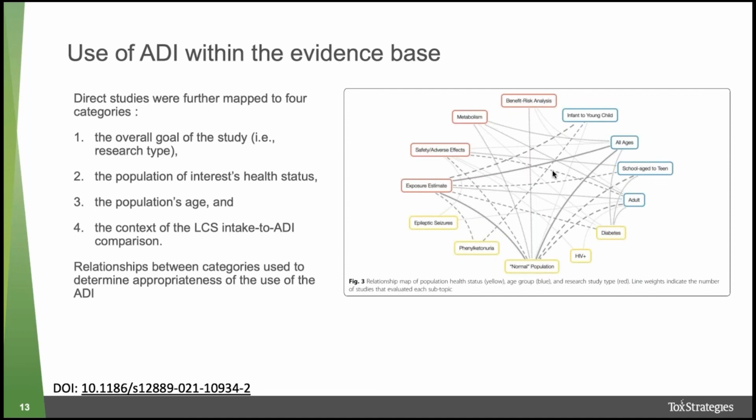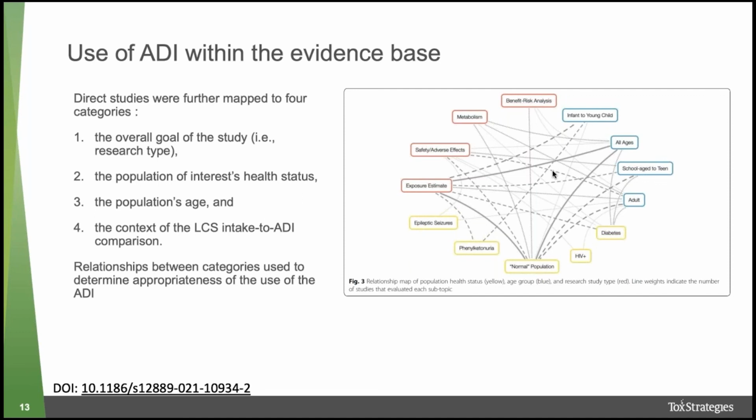So the relationship map on the right side helps to join those. The yellow boxes at the bottom of the figure show the health status. The age groups are shown in blue, and then the research study type in red. Then the lines indicate the weights of the number of studies looking at the concatenation of those topics. So the darker the line, the more the frequency of those types of relationships.